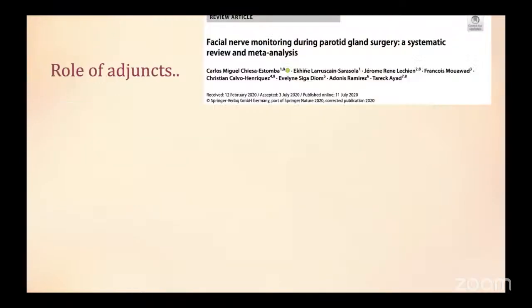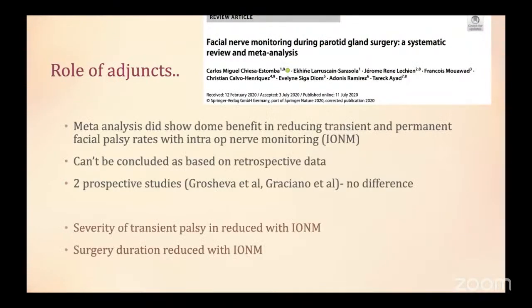Role of adjuncts, we are trying to explore. Meta-analyses have been done, which show some benefit in reduction of both the transient and permanent palsy rates. But most of it is based on retrospective data, and only 2 prospective studies have been included, which individually show no difference in the permanent palsy rates at least. But they do tell that severity of the transient palsy is reduced with the nerve monitor. And surgery duration is a little less with the intra-op nerve monitor, and there is less blunt trauma.